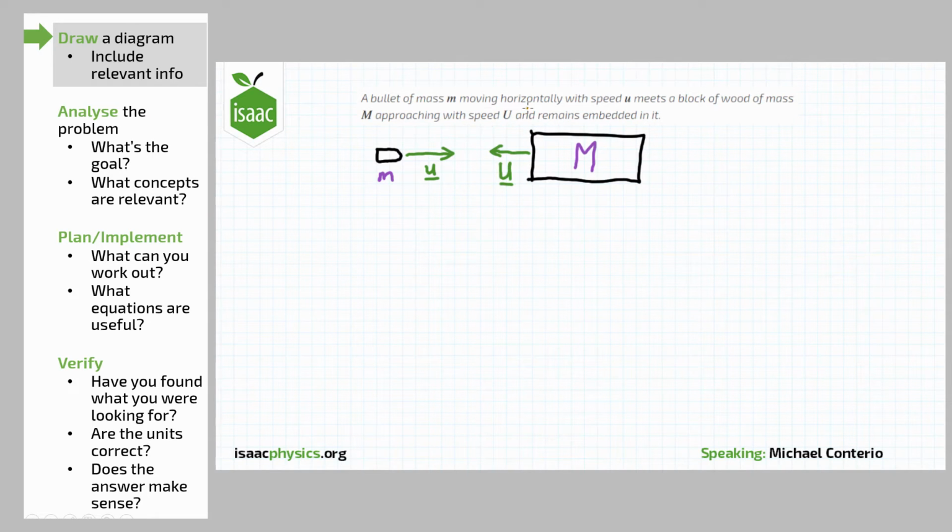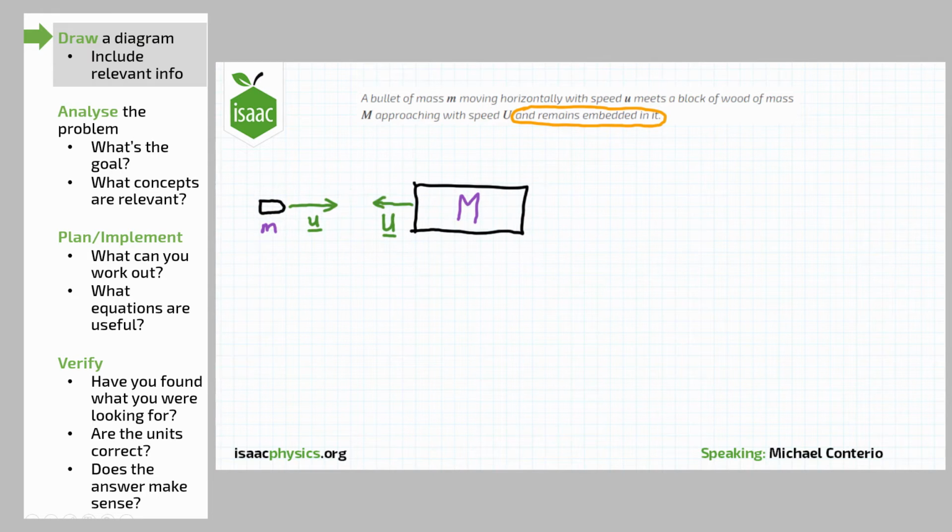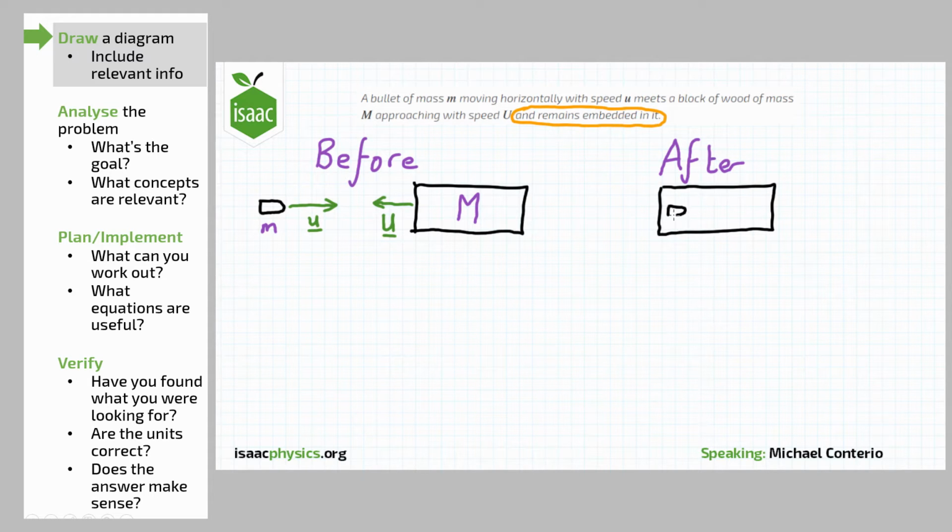This preamble also contains some information about the situation after the collision has occurred, so we'll need to move this out of the way and separate the diagram out into before and after the collision. Although this just says "and remains embedded in it", it's actually giving us a few pieces of information, not just the position of the bullet, which is now embedded inside the block, but also the fact that they're moving together and therefore have a joint velocity, which I've labelled here as v.